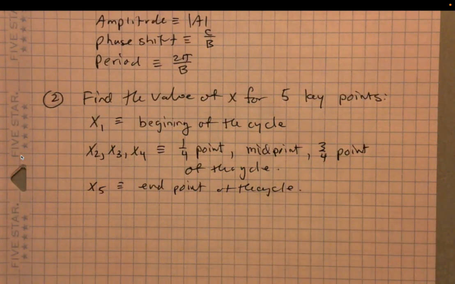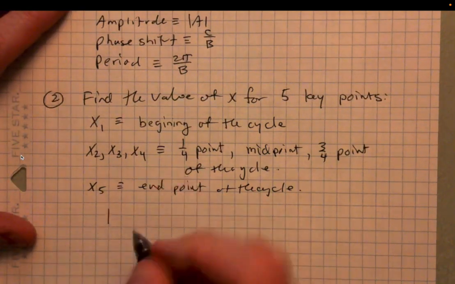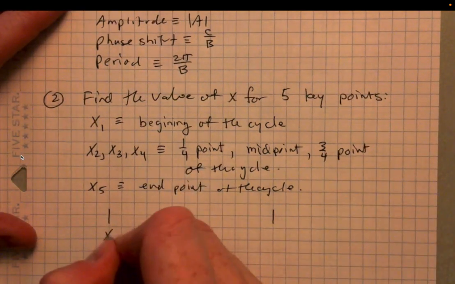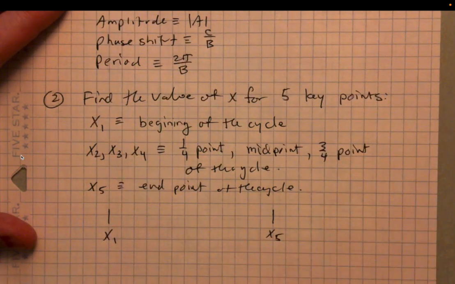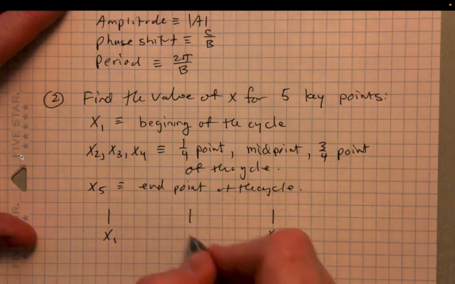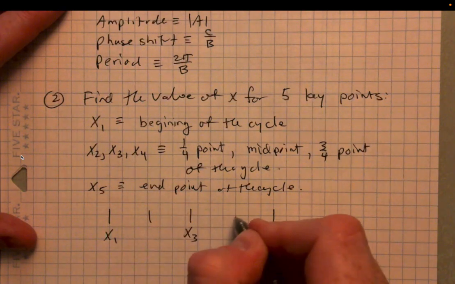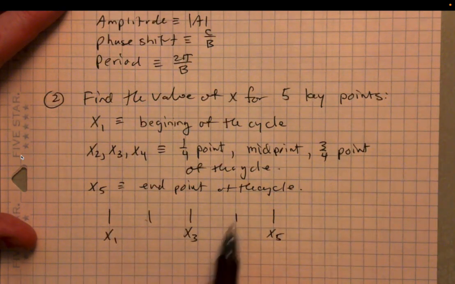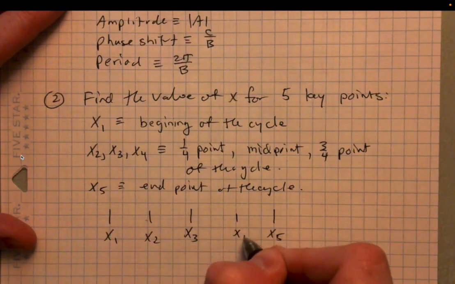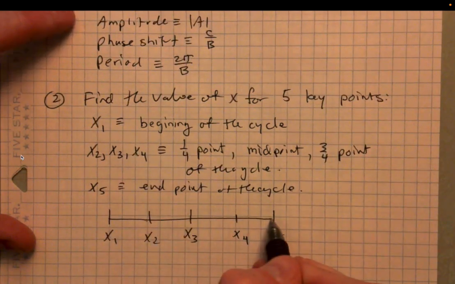Right, now hopefully this isn't too nerve-wracking. All we're saying is we're going to have a beginning and an end. The beginning is going to be x1, the end is going to be x5. You're going to have a midpoint, which we're going to call x3, and then you're going to have a 1/4 point and a 3/4 point called x2 and x4. That's all that is meant by this.